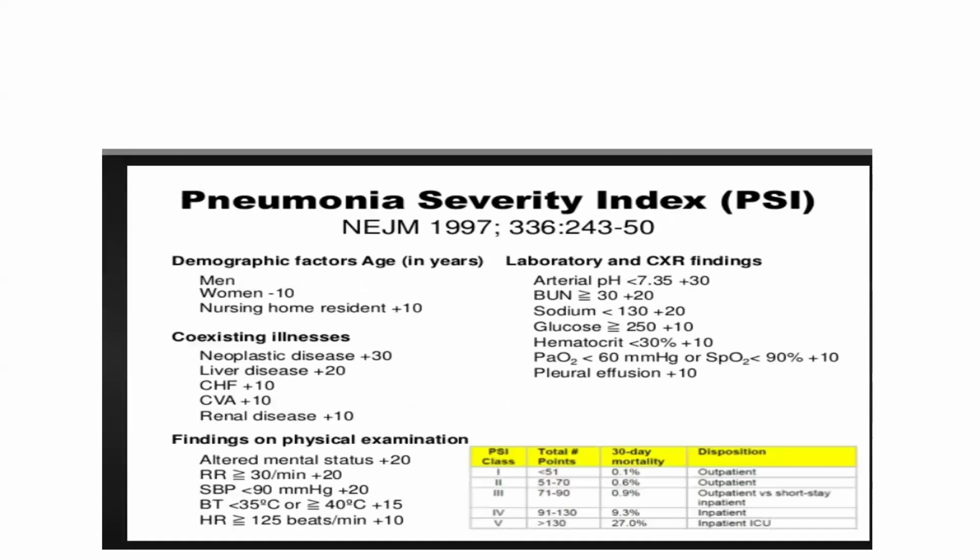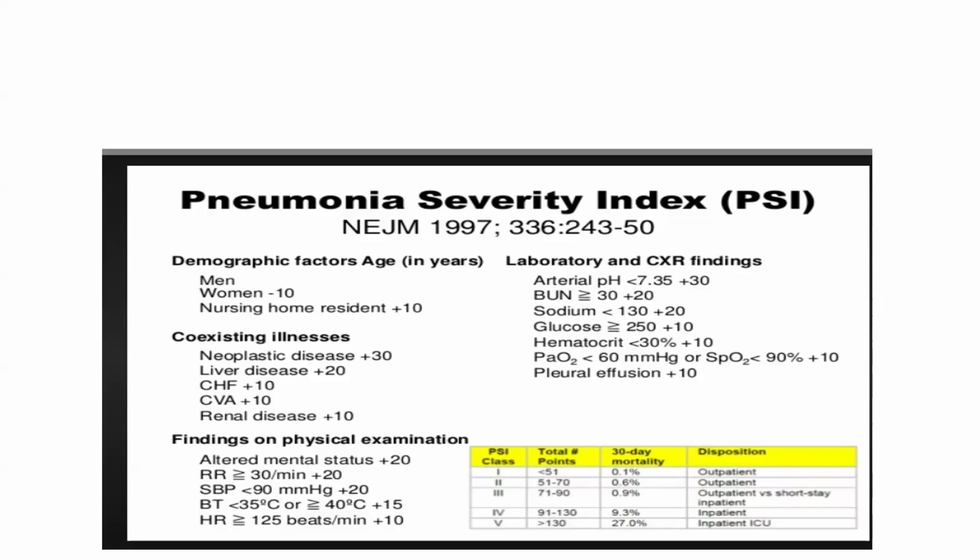Then the next score is the Pneumonia Severity Index. The components of the Pneumonia Severity Index are, according to sex, if woman, then 10 points. If nursing home resident, then 10 points. Then according to coexisting illness, if neoplastic disease, 30 points. Liver disease, 20 points. Congestive heart failure, 10 points. Cerebrovascular disease, 10 points. And renal disease, 10 points.